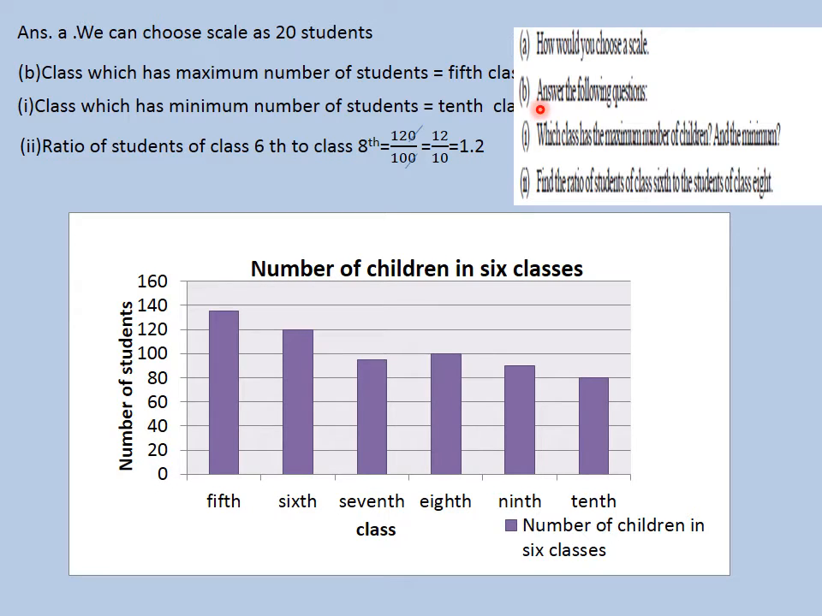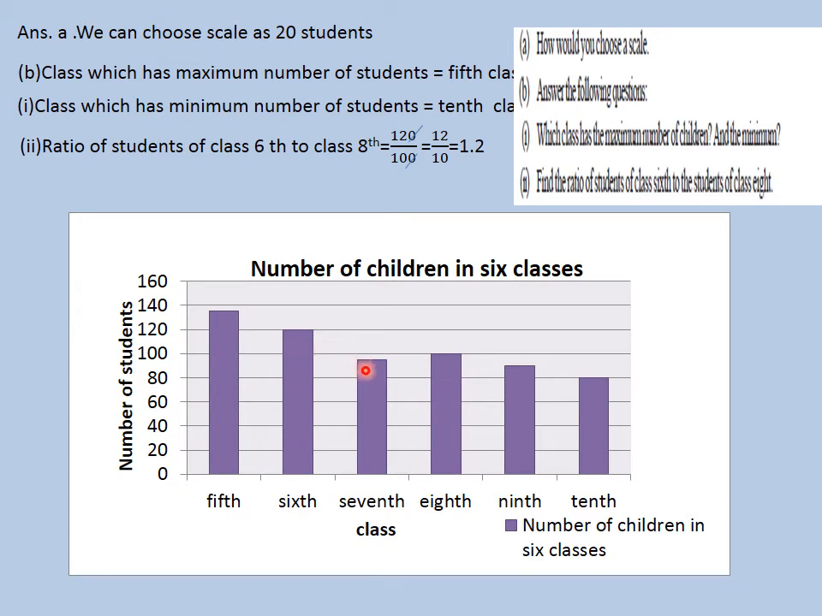Answer the following questions. Which class has the maximum number of children? Just look at the graph, whichever is having a long bar, you can say that it has the maximum number of children directly. 5th class is having the maximum number of children. Just looking at the graph you can easily know which class has the maximum number of children.